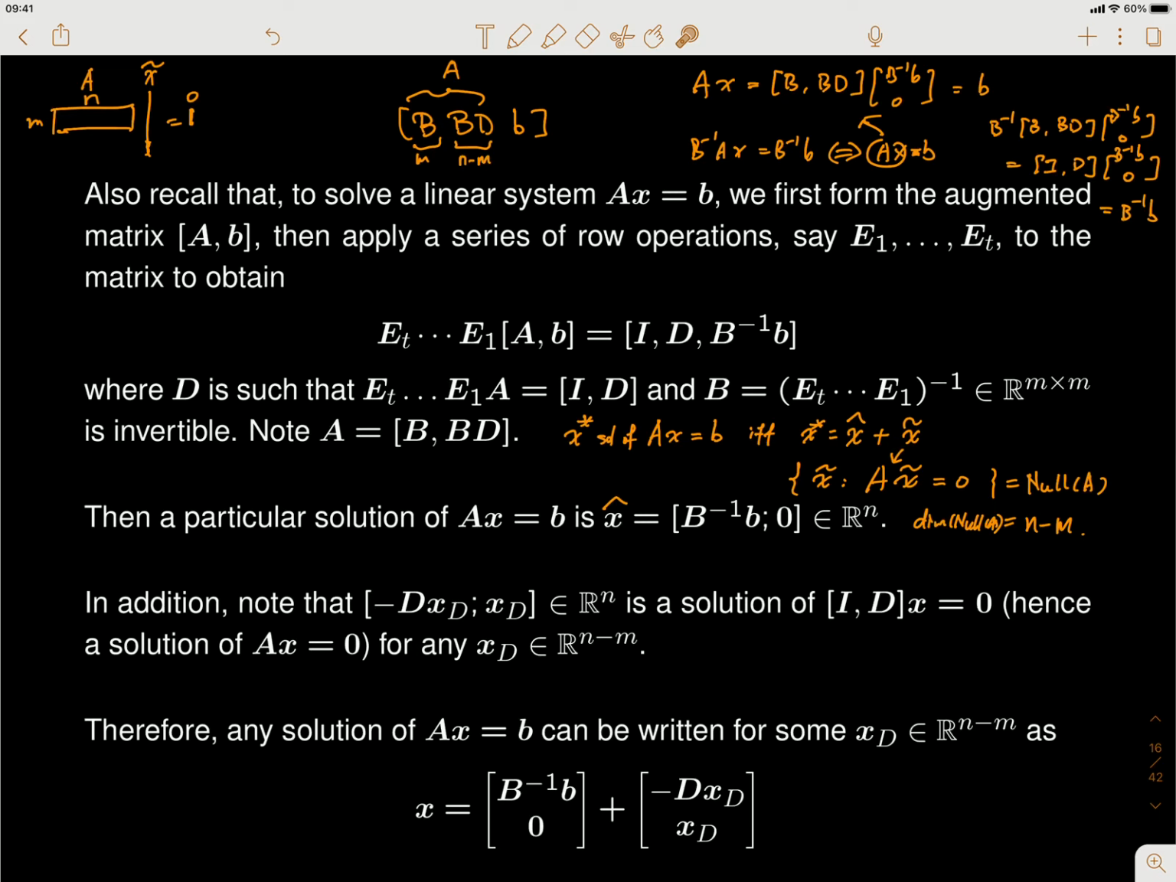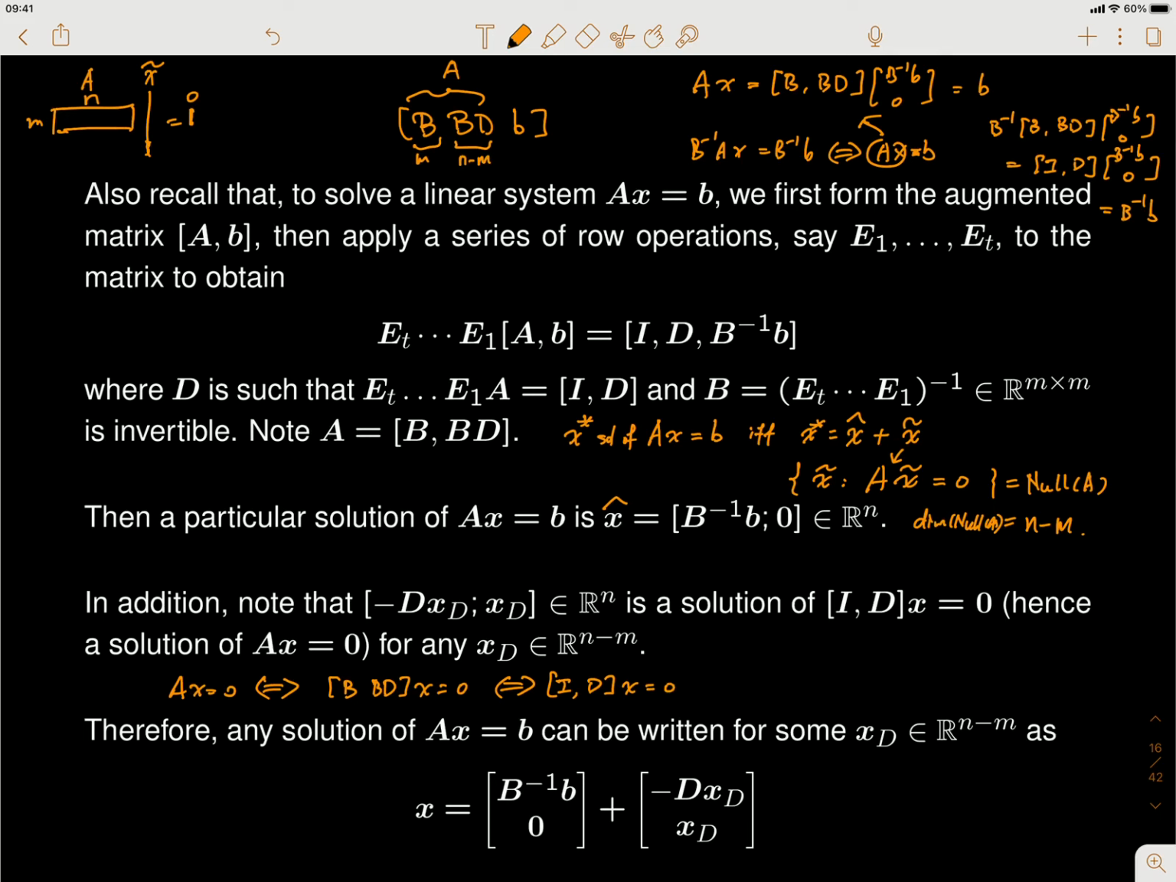And now let's go back to the linear system here. Since we found a particular solution, we also want a general solution for the homogeneous system AX equals 0. When I multiply by B inverse on both sides, AX equals 0 is the same as B·D times X equals 0, and then I will have just the identity and D times X, which is equal to 0.